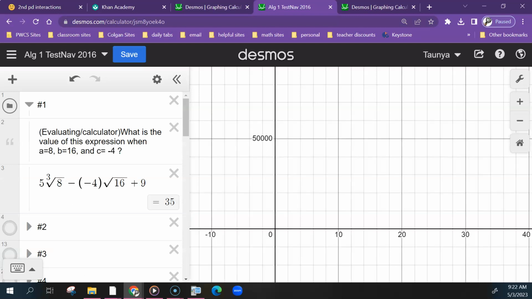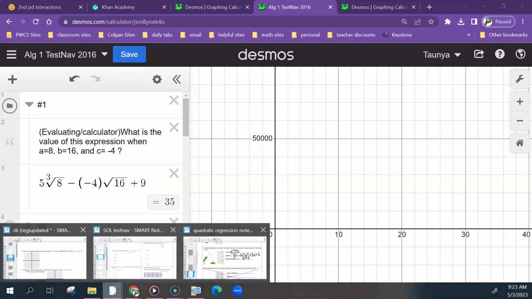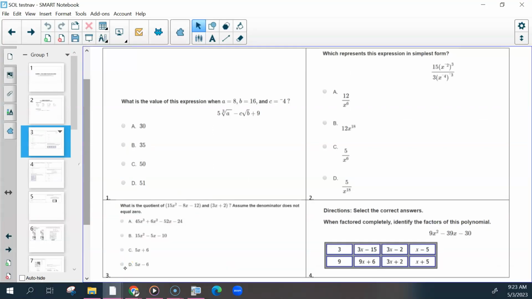So number one, if you put everything in using all of the different operations, your answer should have been 35. So B. Questions on that one? 2.